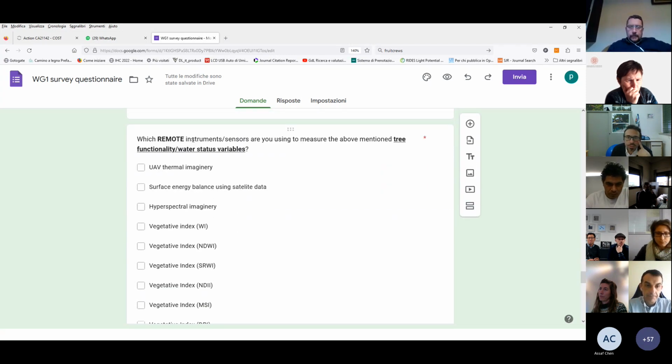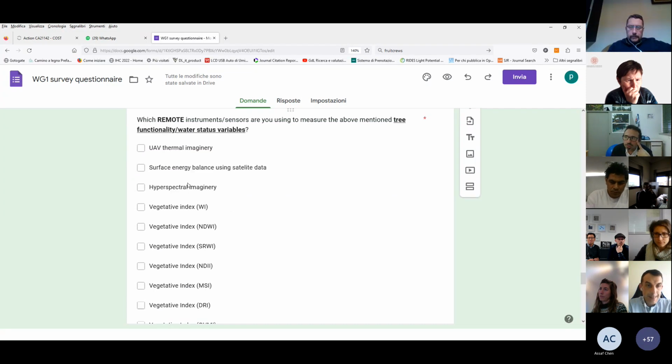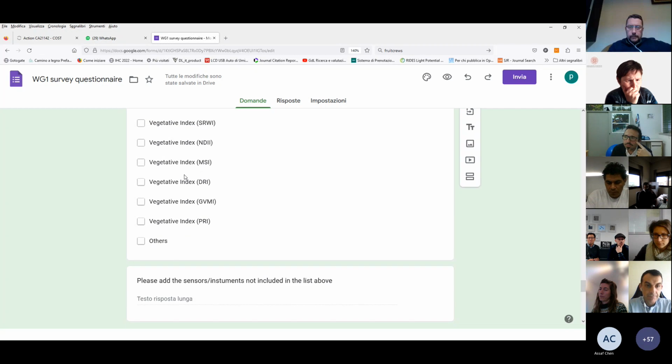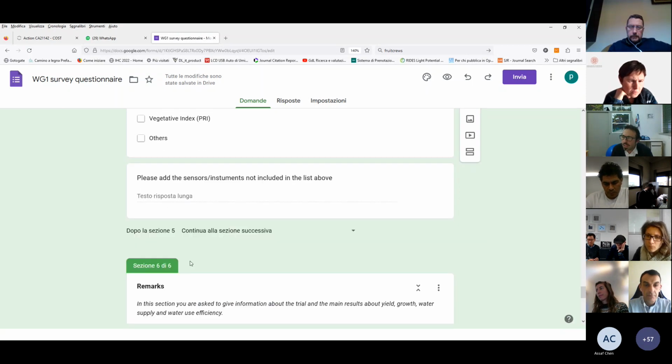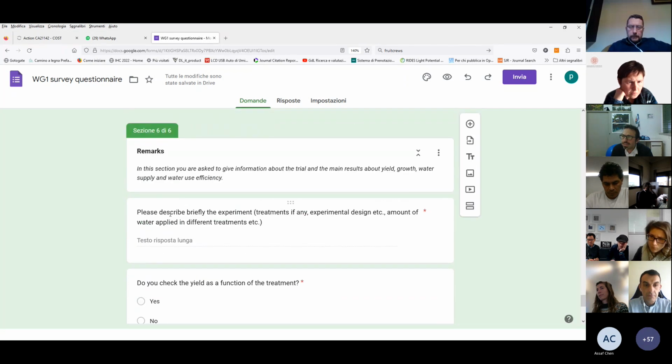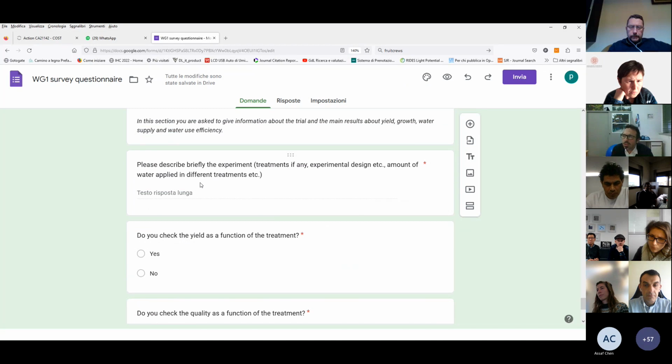And the same for the remote instruments. So thermal imagery, you have some vegetative indices, but they are not all. If you have some other indices to use, please just mail me and I can add them in the survey. And this is the section about the explanation of your experiment we were talking about before. Just explain the experiment because it can be useful for us to know.